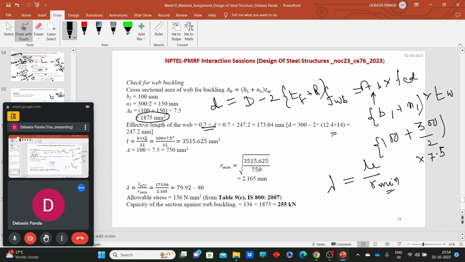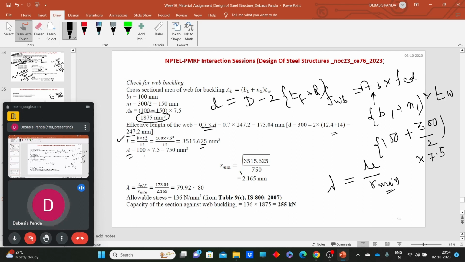So that comes as 247.2 mm. Now we need to calculate the I value. I is nothing but B TW cube by 12. So B, that means the bearing length is given as 100 mm, 100 into 7.5 cube by 12. So that comes as 3515.625 mm cube.